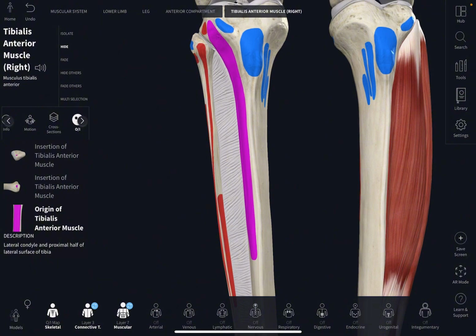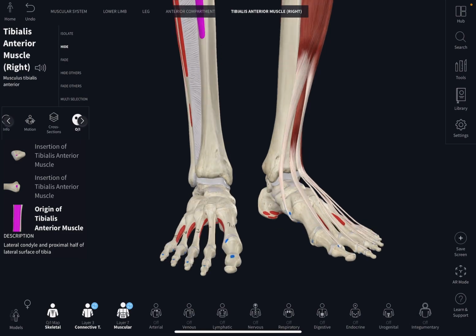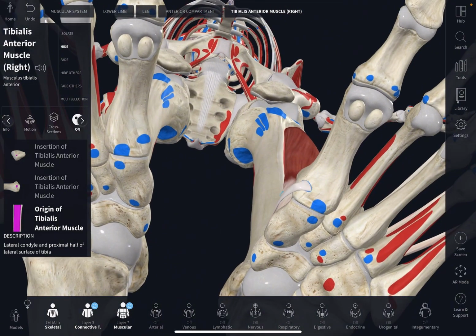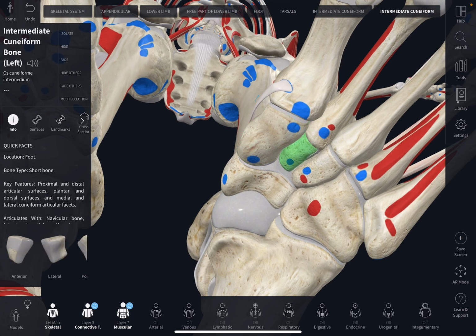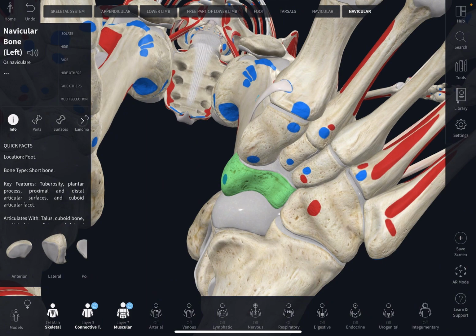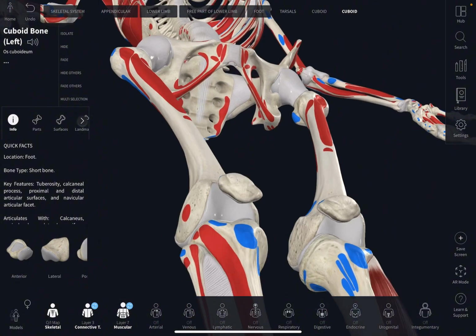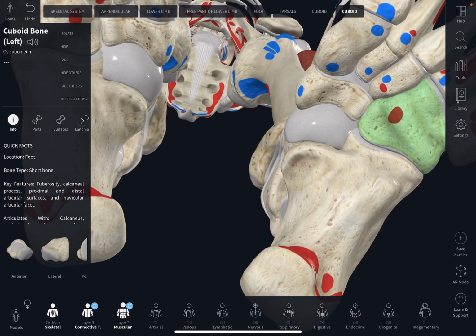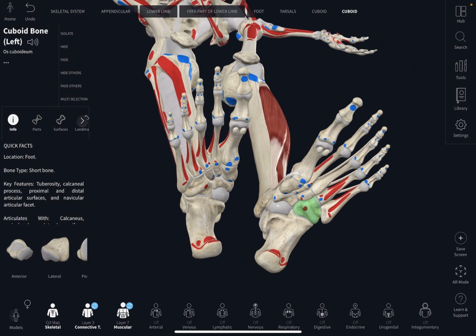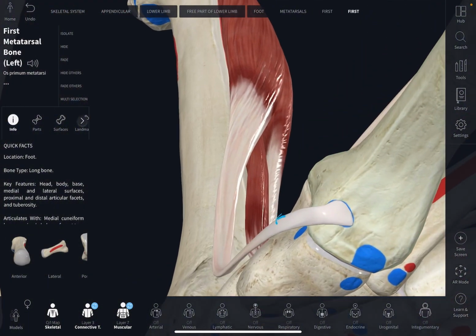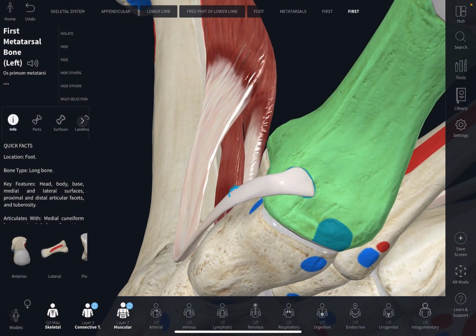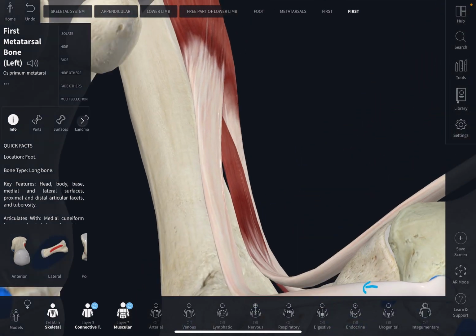It's going to insert itself in the medial cuneiform and the base of the first metatarsal bone. Right here, we're going to have medial cuneiform, intermediate cuneiform, and lateral cuneiform. We're also going to have the navicular bone and cuboid bone. We'll go over this more in the feet anatomy stuff. Right here, this is the base of the first metatarsal bone, and that's going to be the insertion site of the tibialis anterior.